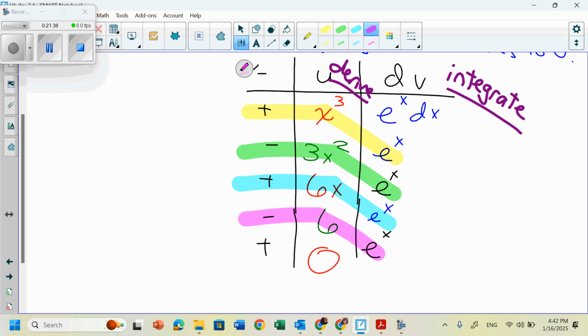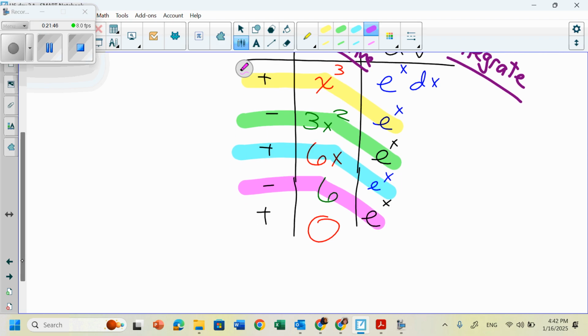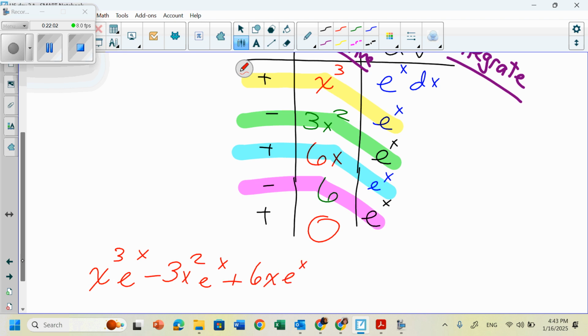So I have a positive x cubed e to the x. I have a negative 3x squared e to the x. I have a positive 6x e to the x. I have a negative 6 e to the x. Ladies and gentlemen, put an equal sign and a plus c. And that is the exact same answer you had when we did it with integration by parts the long way. So you can do these multiple ways.